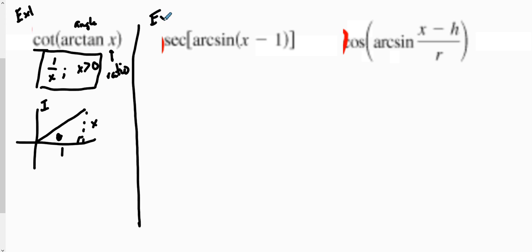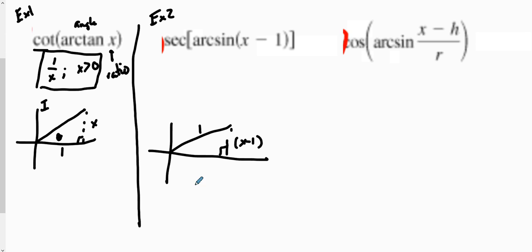Now let's look at example number 2, something a little bit more difficult. We have secant of arcsine of x minus 1. And so we do the same thing. We're going to assume this is in the first quadrant again. Right here, arcsine is opposite over hypotenuse, so this hypotenuse is going to be 1.